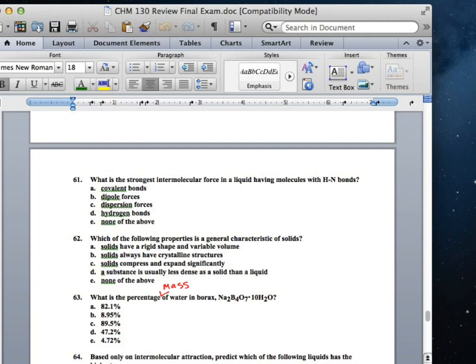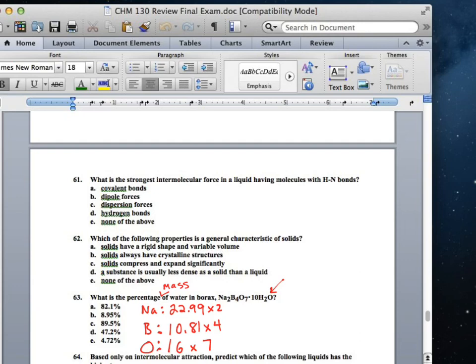So what is the molar mass of sodium? 22.99. There are 2 of them, so I have to multiply that by 2. What is the molar mass for boron? What do I have to do? Multiply by 4. Oxygen. What do I multiply by? Why'd you do 7? I agree, you should be doing 7 in this case. Why do 7? No. You're telling me there's no other oxygens in this formula?